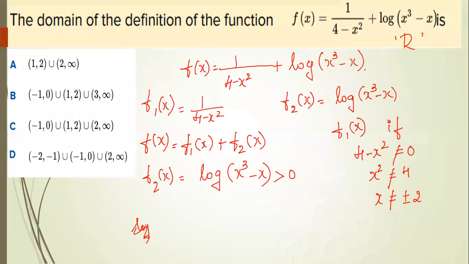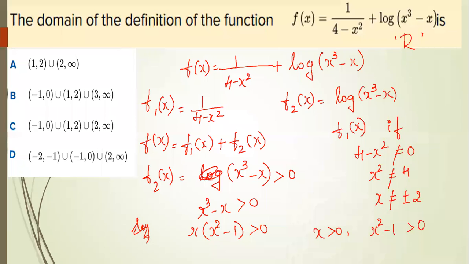So we need a real number. Therefore, whatever x takes, x cube minus x should be greater than 0. So from this I can take x common, which means x times (x square minus 1) is greater than 0. So you have a product greater than 0.